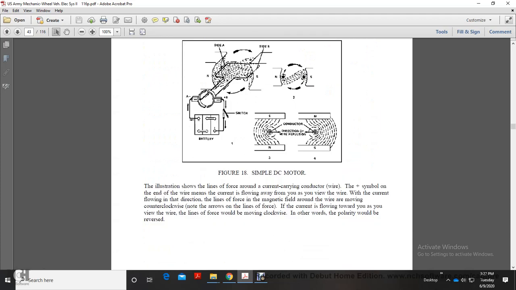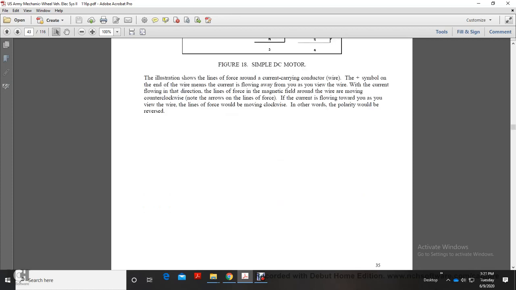The illustration shows the lines of force around a current carrying conductor wire. The positive plus signs indicate current flowing away from the viewer, through the wire, and the lines of force of the magnetic field around the wire are moving counterclockwise. If the current were flowing toward the viewer, the lines of force would be moving clockwise. In other words, the polarity would be reversed.